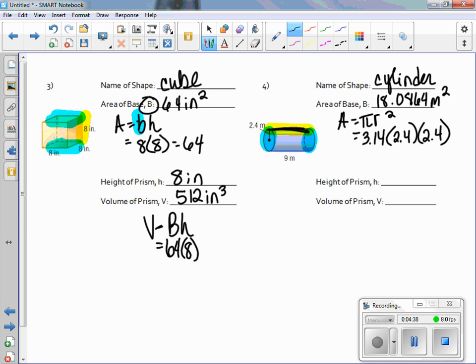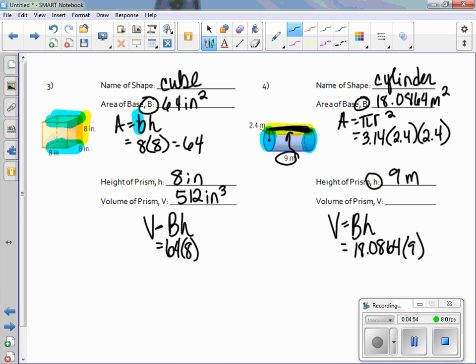So the height is actually the distance between the base and the base, which is, of course, 9. And then the volume is big B times H. There's big B, and here's H. When we multiply all that together, we get 162.7776, and that's meters cubed.